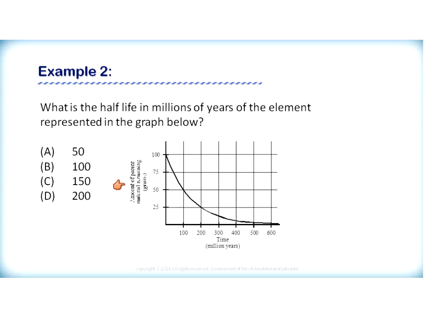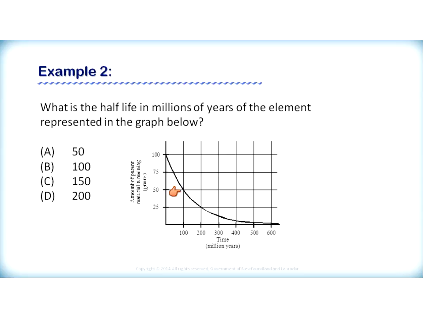What is the half-life in millions of years of the element represented in the graph below? In the radioactive decay graph we see here, on the y-axis we see the amount of parent material remaining in percentage, and on the x-axis we see time in millions of years. If we're looking for the half-life, one half-life will be the time it takes for 50% of the material to decay.